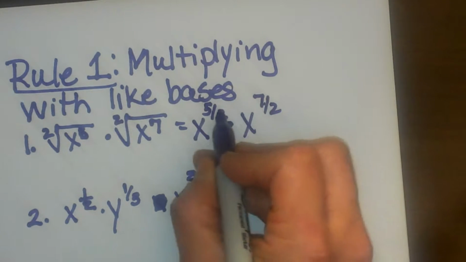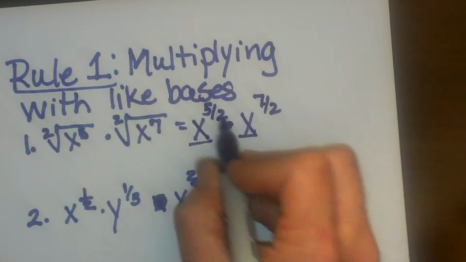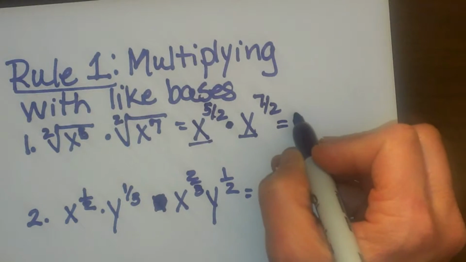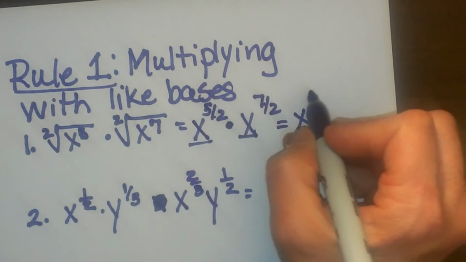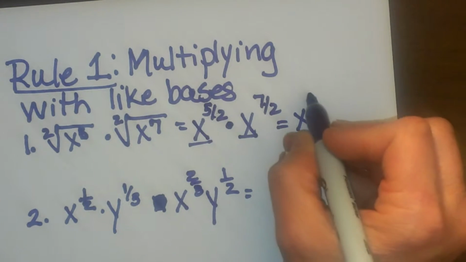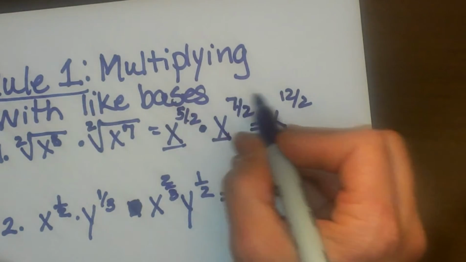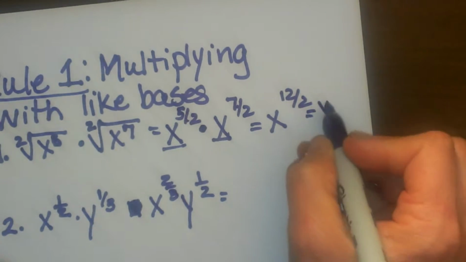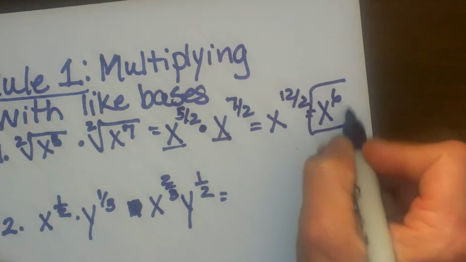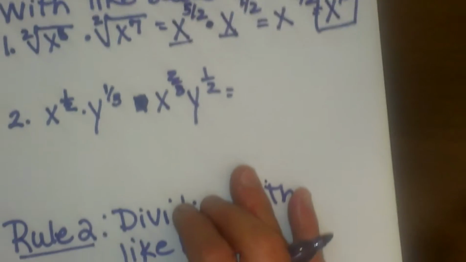Now I just add my exponents. So when you have like bases, add exponents. So I'm going to give x to the 5 halves plus 7 halves gives me 12 halves. So just add the top, the numerator, and that simplifies to x to the 6th, and that is the final answer. Okay, let's look at a second one.